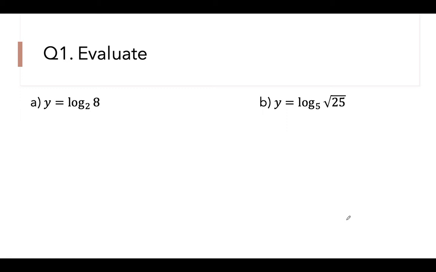Question number 1. Evaluate. Evaluate means that you want to make sure your answer is a number. As always, you want to change the logarithmic form into exponential form. So the base is 2, 2 to the y is equal to 8. Next, we want to make it the same base. Obviously 8 is bigger, so let's change 8 to a base of 2, which is possible. 2 to the y is equal to 2 to the 3. Now you will notice that the base is the same, 2 and 2. So we can equate the exponents, so y is equal to 3.